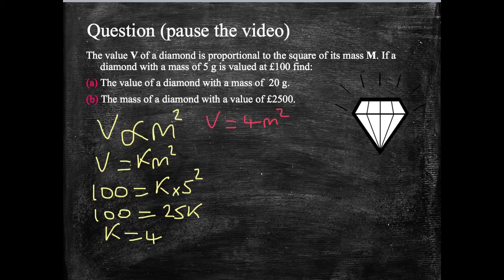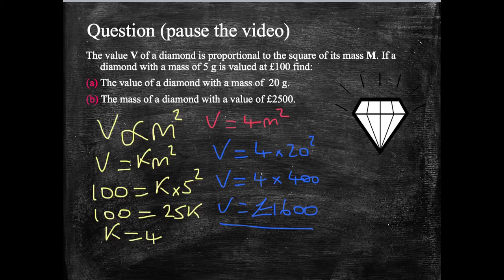Part A, the value of a diamond with a mass of 20 grams. So V equals 4 times 20 squared. V equals 4 times 400. V equals £1,600.